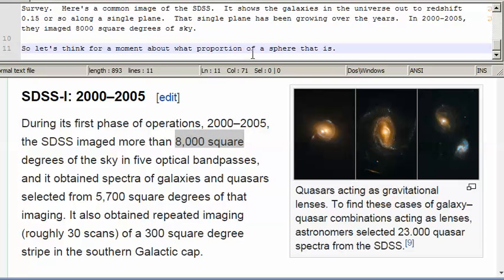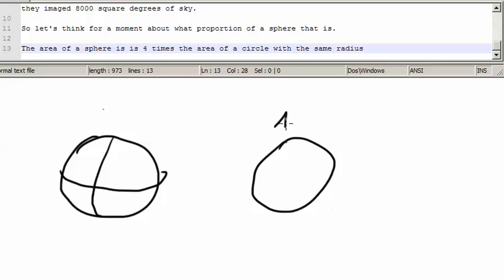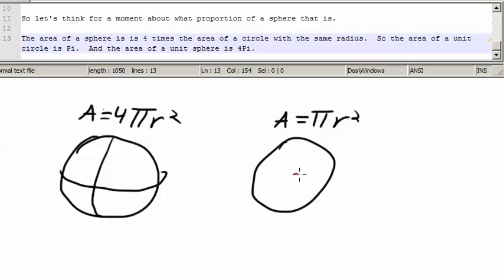So let's think for a moment about what proportion of the sphere that is. The area of a sphere is about 4 times the area of a circle with the same radius. So the area of a unit circle, if you said r equals 1, the area would be equal to pi, and the area of the sphere with a radius of 1 would be equal to 4 pi. The surface area would be 4 pi.